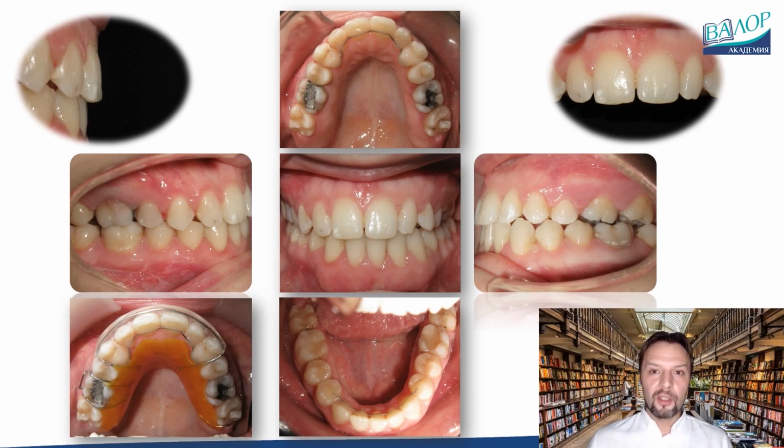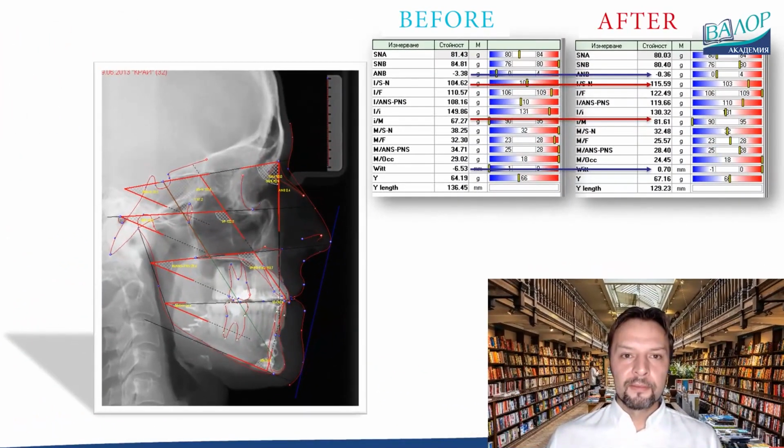Fixed retainers for at least a few years after the treatment and an upper removable appliance are mandatory in all cases with a significantly changed width of the upper dental arch. The final ceph after the operation shows a clear change in the skeletal class with backward movement of the mandible by more than 4 degrees and 6 millimeters.